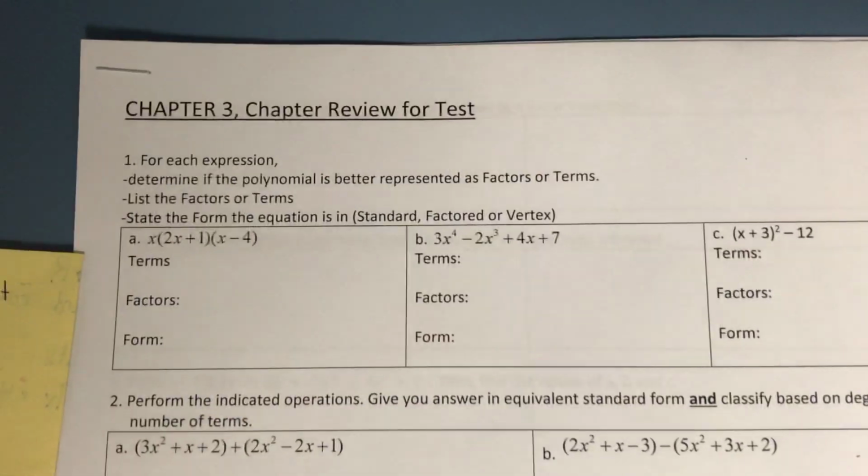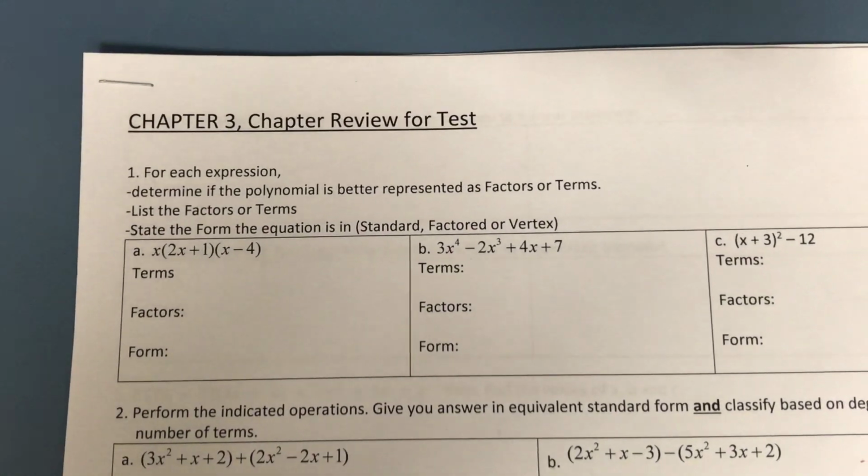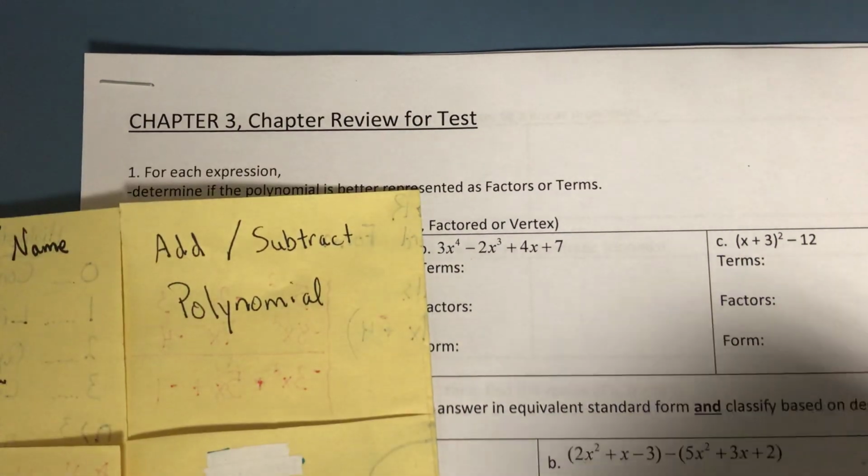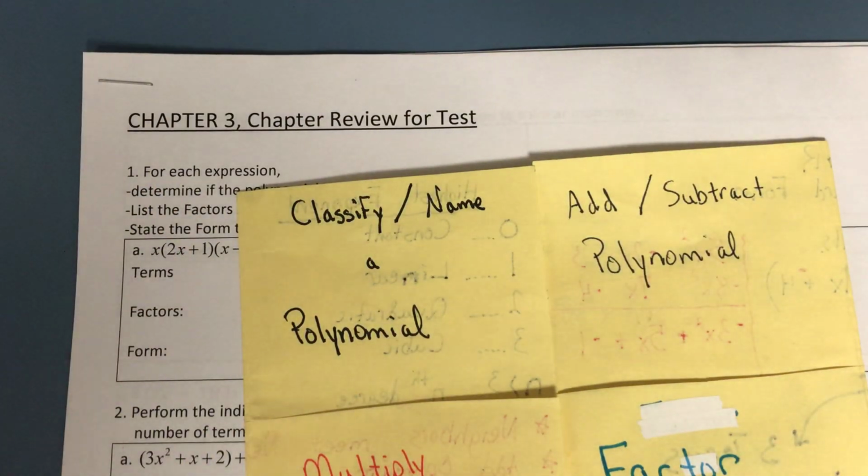All right, this is Mrs. Slauson. Here's review. A couple things you're going to probably want to have is your calculator or something that can help you with the list of factors. And then you will also want your flip book because I'll be letting you use this on the test.